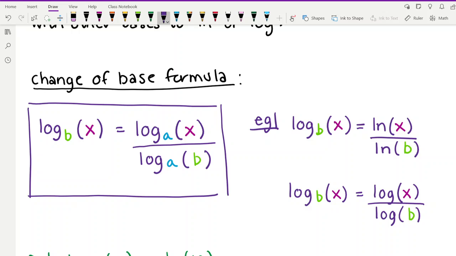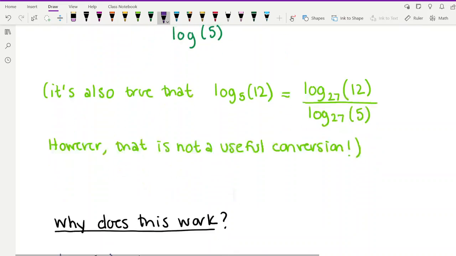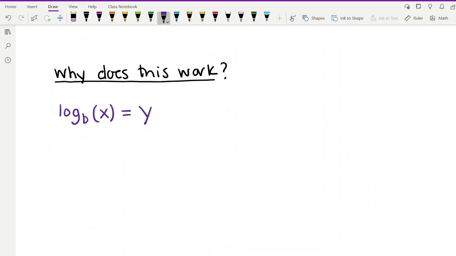So let's say you're trying to evaluate log base b of x. Well, it's going to be equal to some number, right? Log base b of x is going to be some number. Let's say that number is y. So I'm just using y as a name for the number that log base b of x is equal to. So what's another way of writing this?